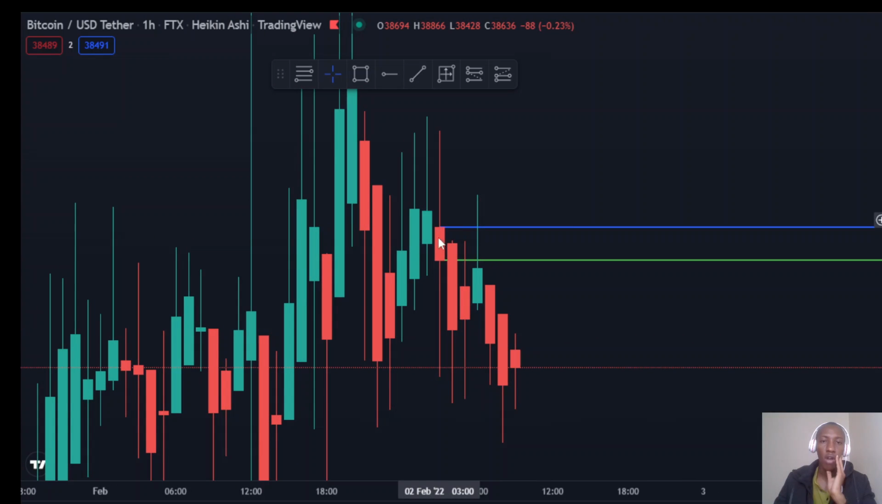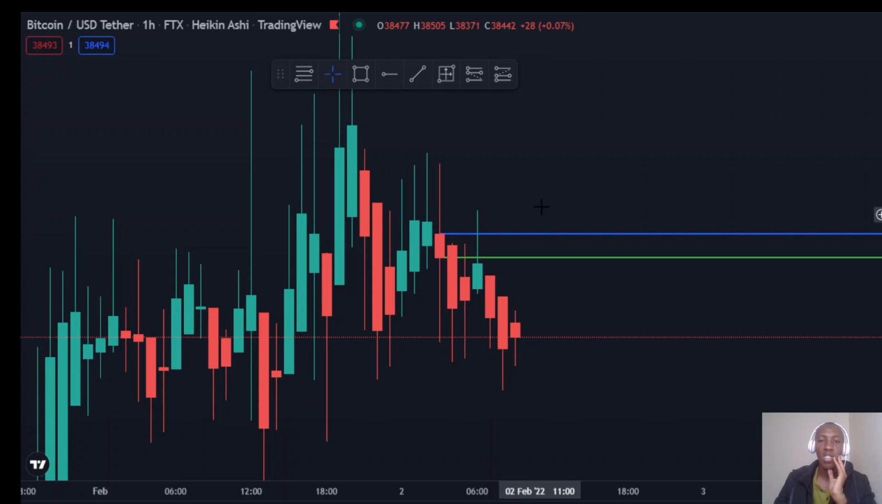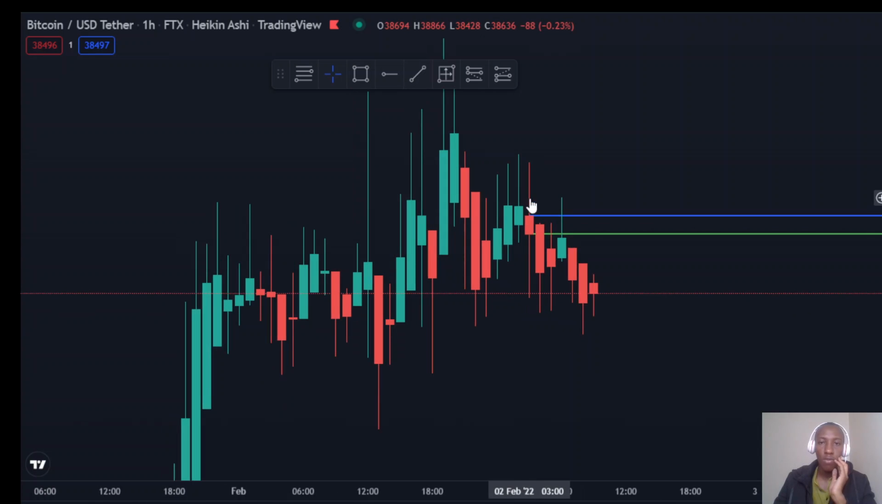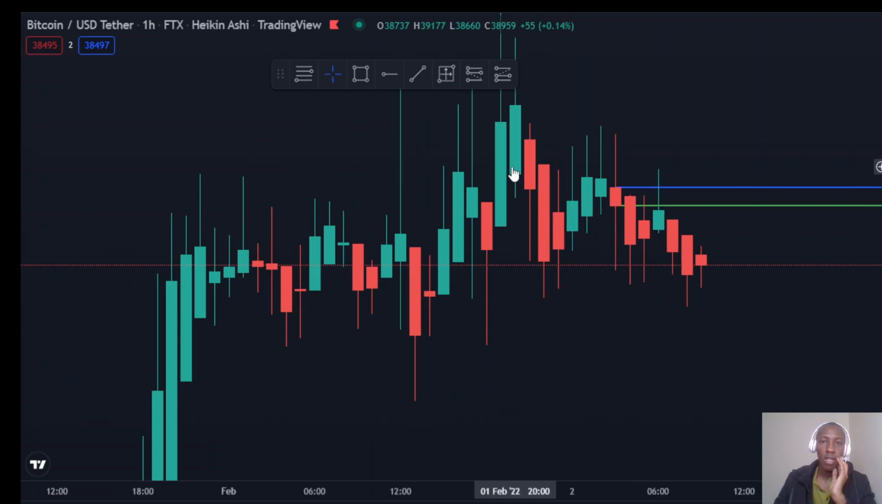But as I said, you also have to look at this kind of thing. For this one now we have a doji, which means we have indecision in the market. So we're probably going to see a range before we see where the market is headed. So that's for today, the 2nd of Feb. So let's go back to the 1st of Feb.